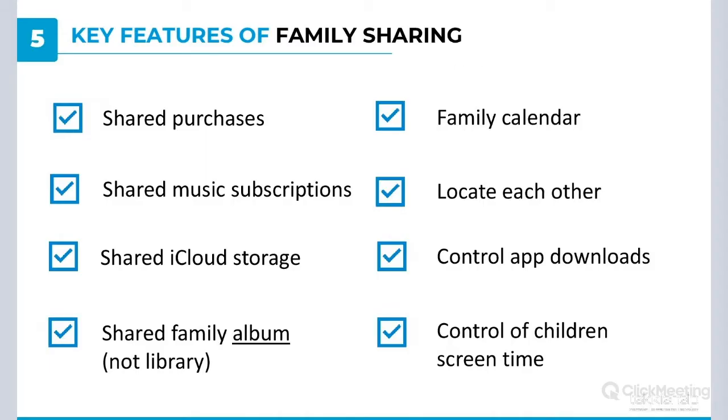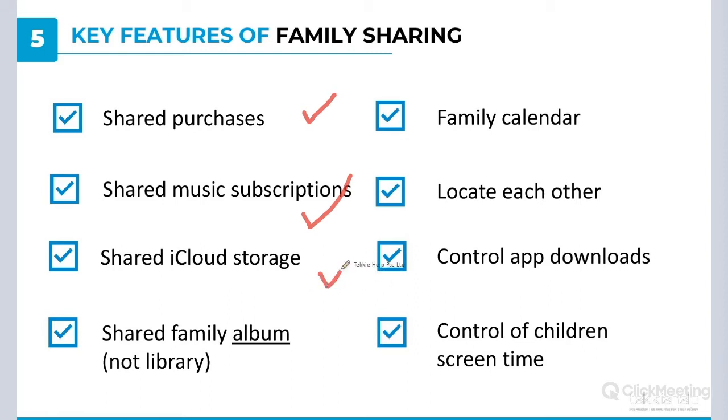So what are the features of family sharing? If you set up a family share group and you add, for example, your partner and your, let's say, 2 children, then you can share purchases. What that means is that if one of the family buys an app, spends money to buy it, the other members of the family can also download that app free of charge. You can share music subscriptions. So if, for example, you subscribe to Apple Music, then the rest of the family can also share your subscription. And in that way, you don't have to buy your separate subscriptions per member of the family.